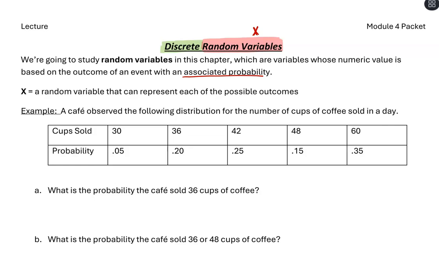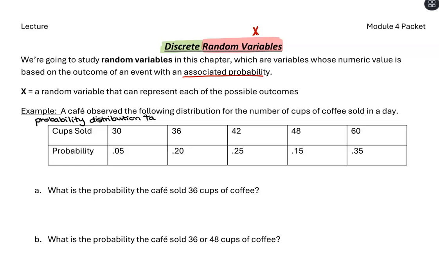Okay, so like I was saying, X is a random variable that can represent each of the possible outcomes. And something that's going to occur with this section with discrete random variables is we are going to organize our work into a probability distribution table. So if you are asked for a probability distribution table or a probability distribution or a probability table, all of those mean the same thing here, and it should look something like this.